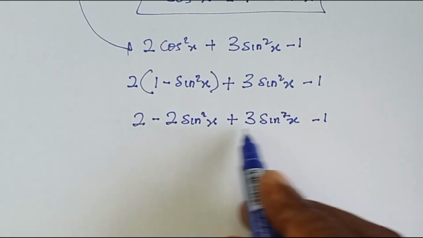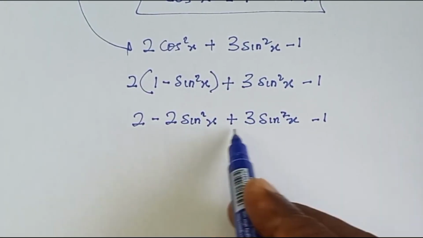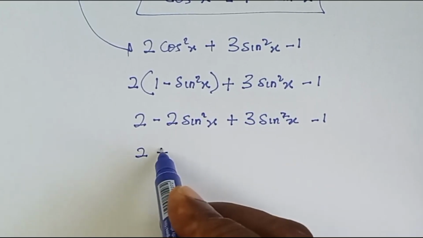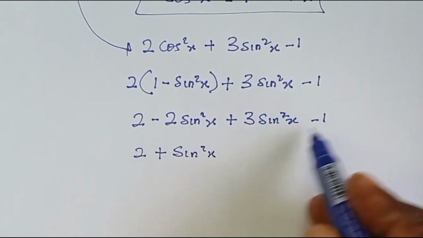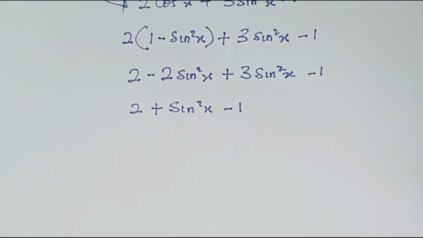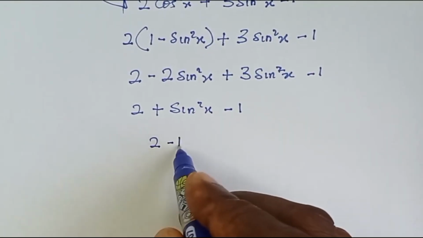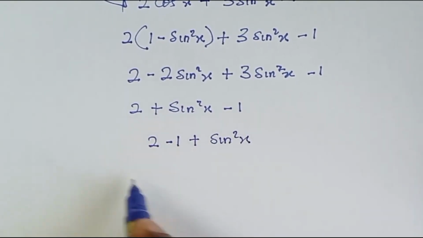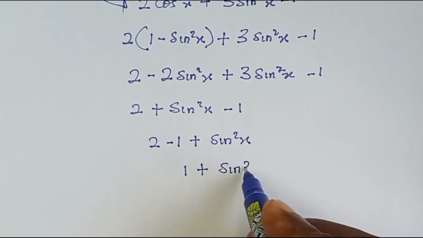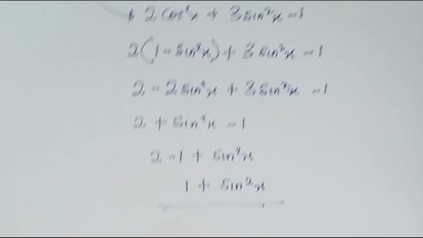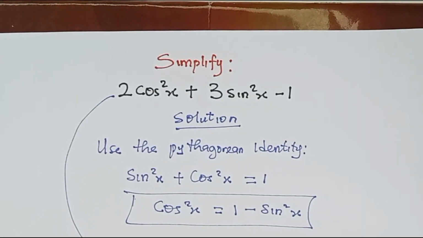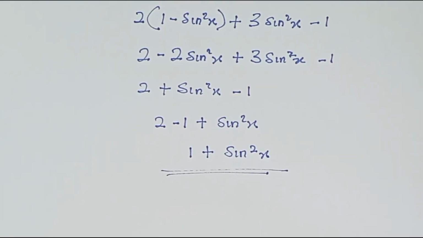Okay, so these sin² terms are like terms. We have minus 2 and plus 3. Minus 2 plus 3 will give us 1. So it means we have 1 of that sin²x, then minus this 1. 2 and minus 1 are also like terms. We collect them. So we have 2 minus 1 plus sin²x. 2 minus 1 is 1. So our final answer is 1 plus sin²x. It means 2 cos²x plus 3 sin²x minus 1 has been simplified to 1 plus sin²x.